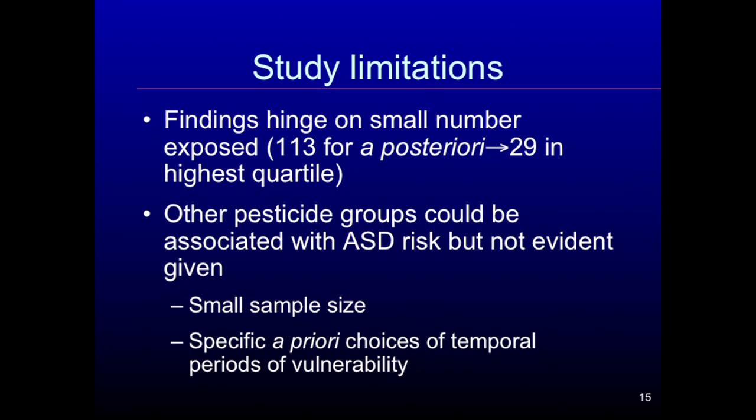So other pesticide groups could be associated with autism risk, but they're not evident given the small sample size and given the fact that we really had to set our a priori choices of temporal periods at the beginning of time. Our work since then, especially in the absence of doing another study, has really been on developing biostatistics so that we can not be quite as beholden to our a priori assumptions and let the data tell us when the temporal variability happens, using a lot of hierarchical modeling, but that's a topic for another time.